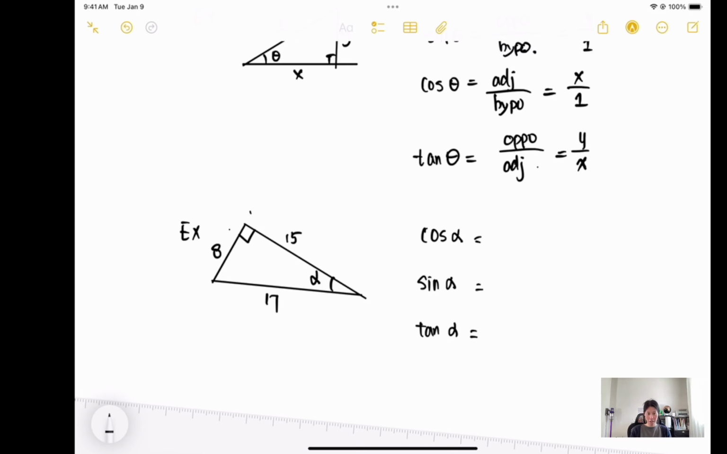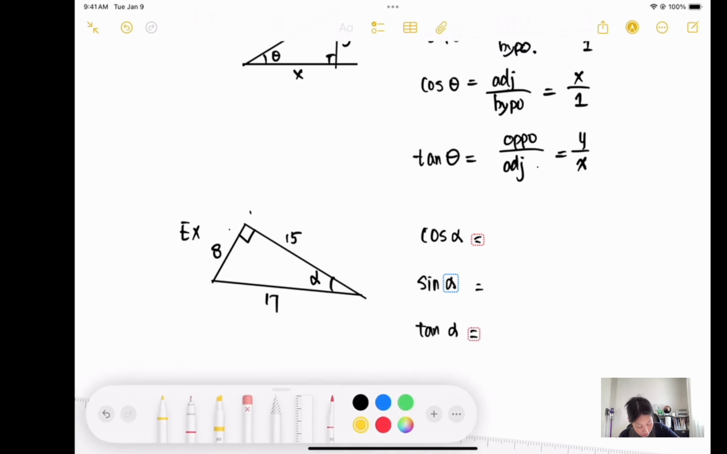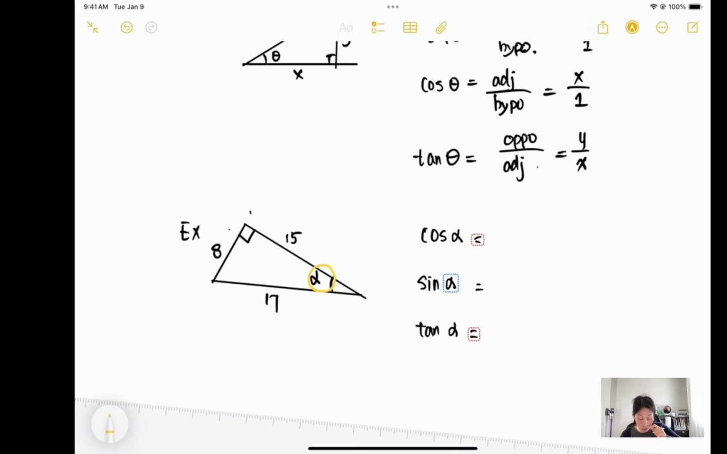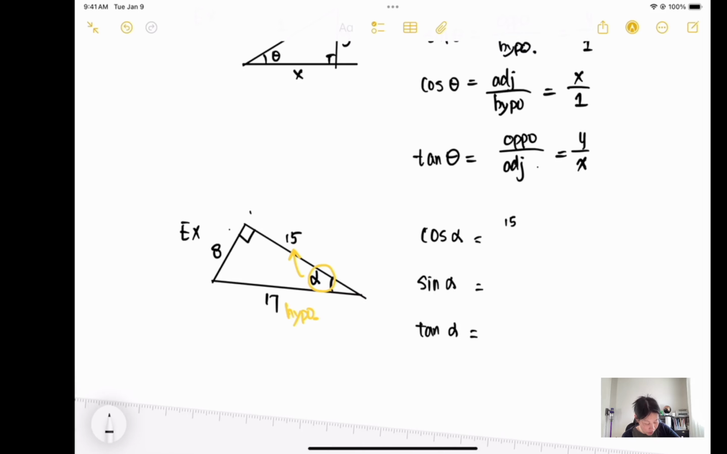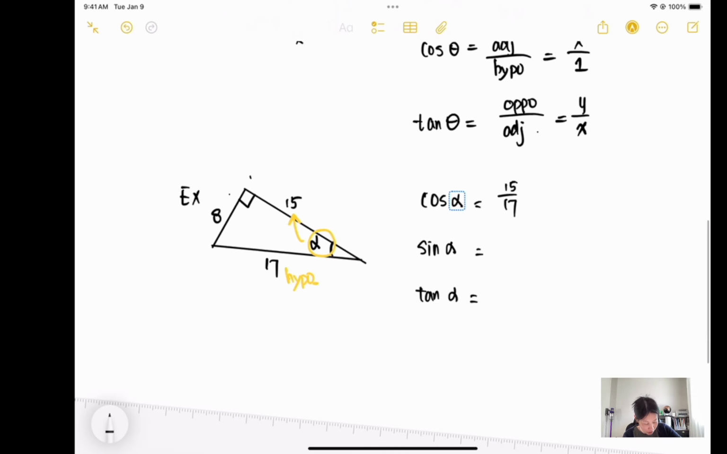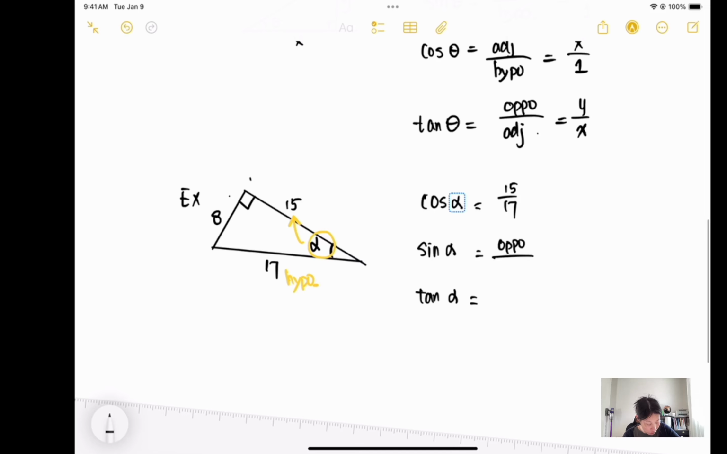So let's take a look at where alpha is. Alpha is here. Let's find the cosine alpha first. For cosine alpha, the adjacent side is 15, and the hypotenuse is 17. So in this case, our cosine is 15 over 17. And the sine is the opposite over the hypotenuse. So the opposite would be 8, and the hypotenuse is equal to 17.